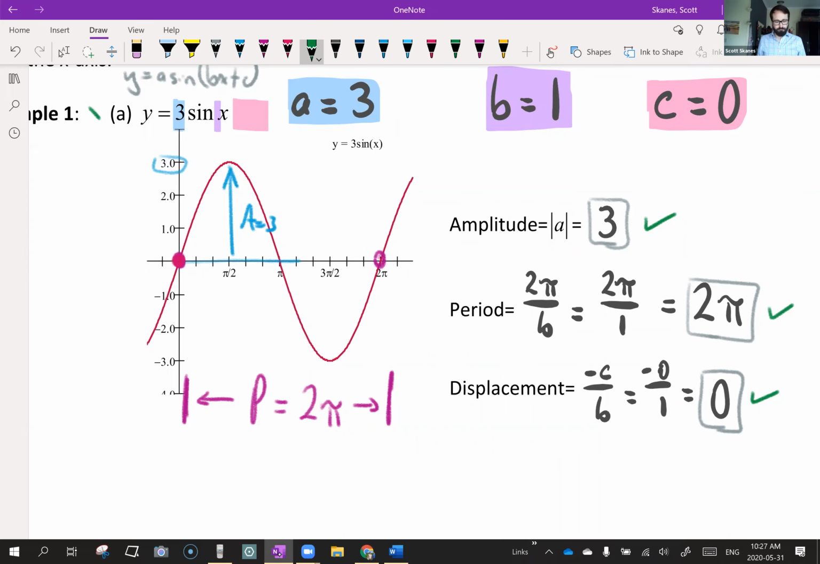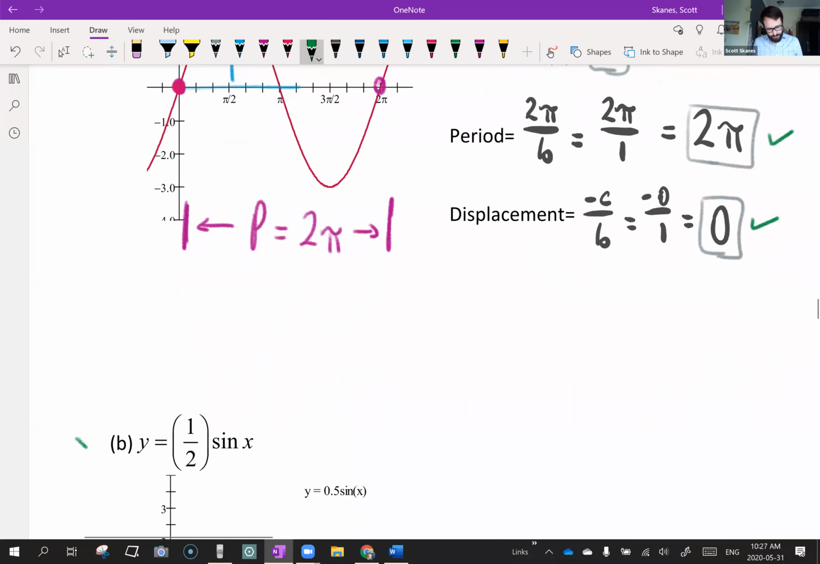So that's that. That's basically all there is to it. This is all about A, and so it's just talking about vertical stretch. Nothing else changed. Let's take a look at the next one.